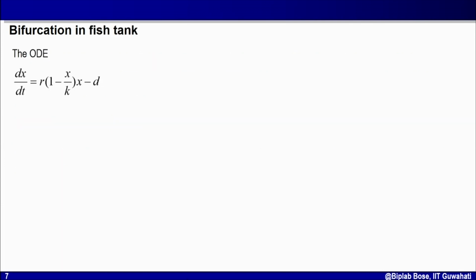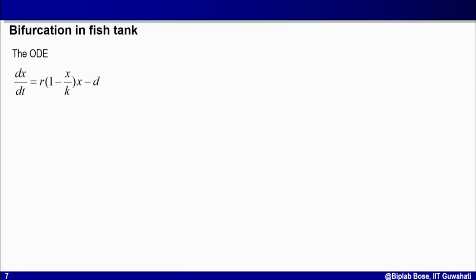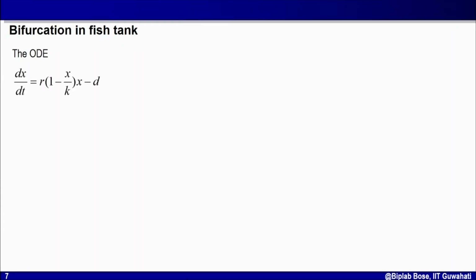Now let us look into another example and analyze in detail to understand this concept of bifurcation. So let us take the old problem of the fish tank, where we are growing fish in a tank and at equal intervals we take out some fish to sell in the market. As the tank has limited space and resources, I will use a logistic growth model with removal as a negative term. So x is the number of fish in the tank at any time.